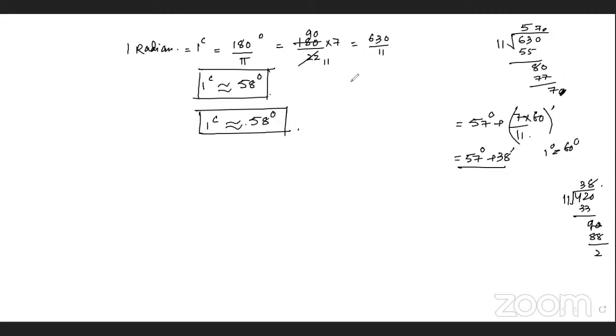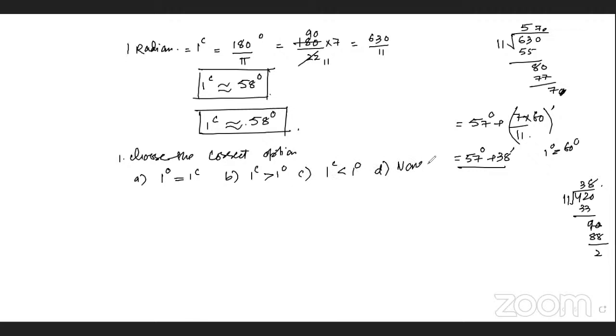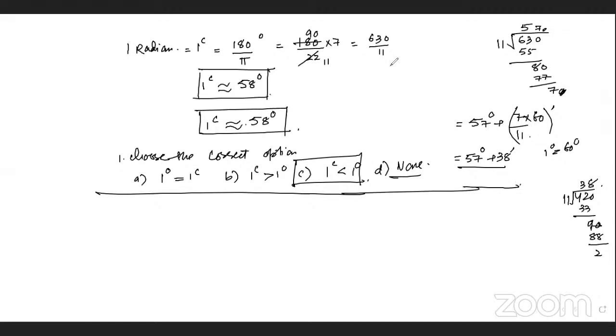Now if a question ever comes, like choose the correct option. Option A: 1 degree is equal to 1 radian. Option B: 1 radian is greater than 1 degree. C: 1 radian is less than 1 degree. And D: none of these. Which one is correct, dear? Obviously, you just saw that 1 radian is far greater than 1 degree, and therefore, yes, very good, B option is correct. So Sam, is this clear? So B option is the correct option. Okay, so yes, absolutely correct. Alright, is it clear?